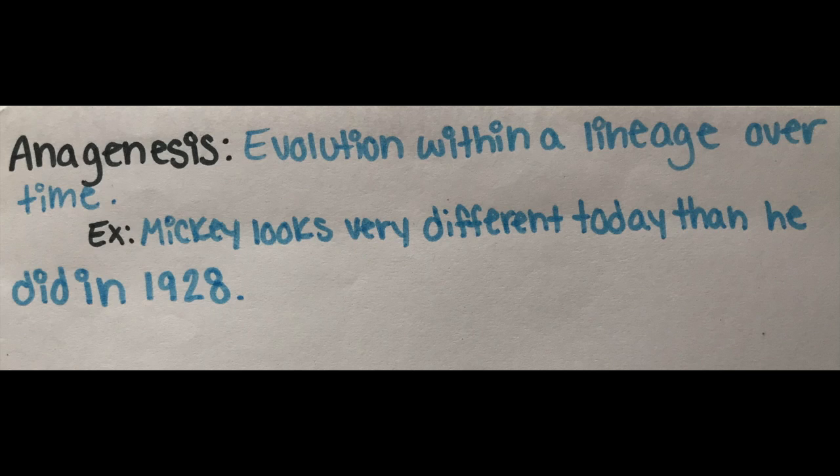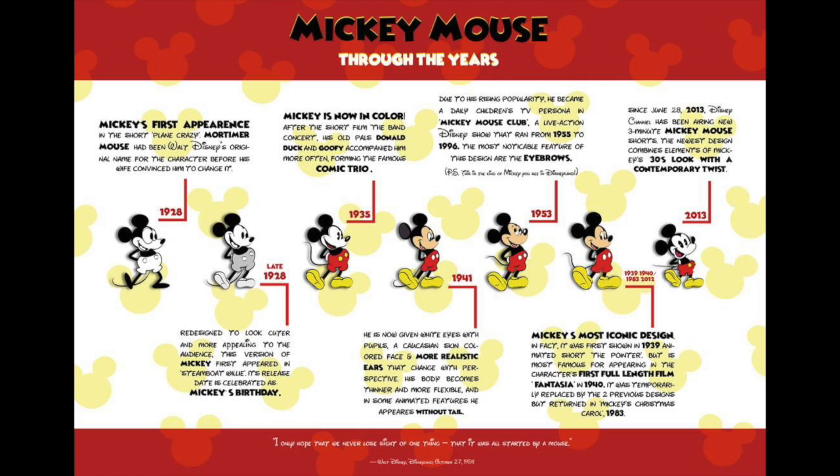Anagenesis is evolution within a lineage over time. For example, in our case, Mickey looks very different today than he did in 1928 when he was first created. Here you can see all the changes that Mickey has gone through throughout the years.